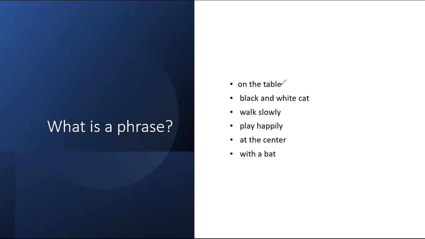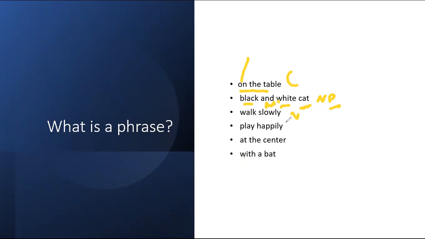Here are some more examples on the table. So we know this is a preposition, so this may be called a prepositional phrase because here we can see that the first word is a preposition. Fine. Black and white cat. We know black and white, right? Okay, these are describing cat. So they are probably adjectives, and we know that this is a noun. So the main element over here is a noun, right? Okay, fine. So we can say that this is a noun phrase.